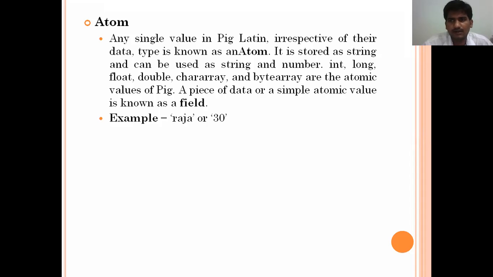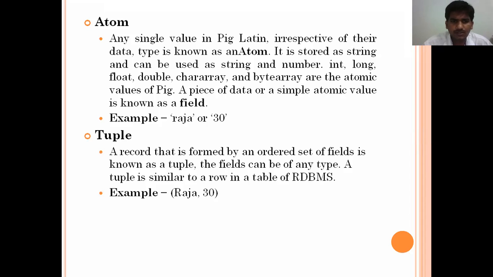Simply, we have an Excel sheet, no? So rows and columns are mentioned. For example, columns are mentioned as A, B, C, D, and rows as 1, 2, 3. For example, A1: we can say that one particular cell is there. No? That is known as a cell in Excel. Same here, one field, and the field is known as an atom.